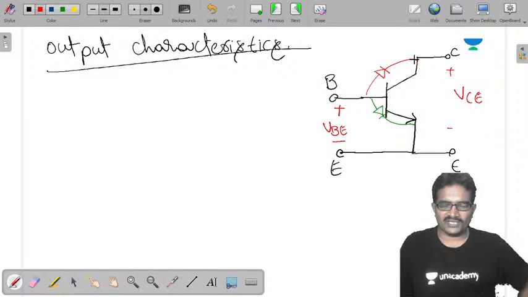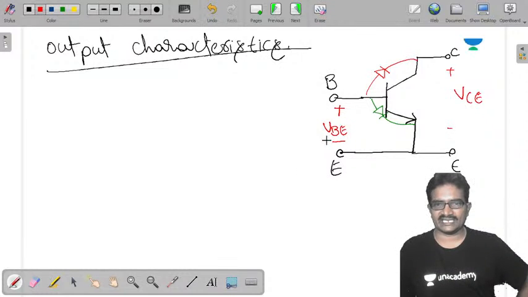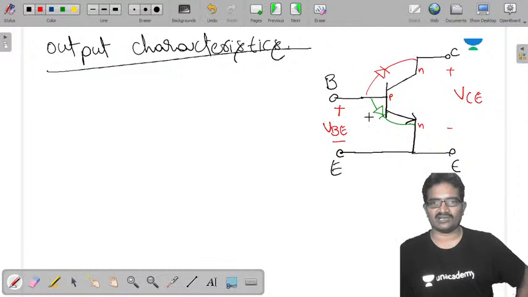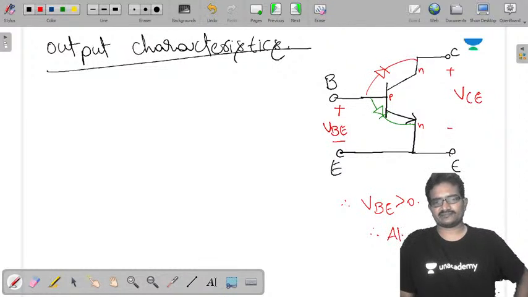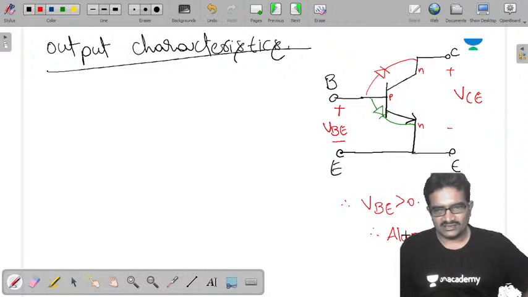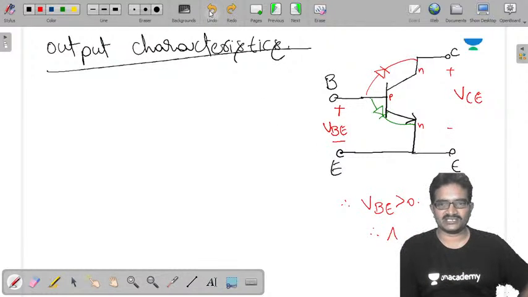From the knowledge of VBE, I can easily understand that for the base-emitter junction, P is connected to positive and N to negative. This is an NPN transistor, for your information. Therefore, the base-emitter junction is always forward biased, VBE greater than 0. Let us take the emitter junction as forward biased.